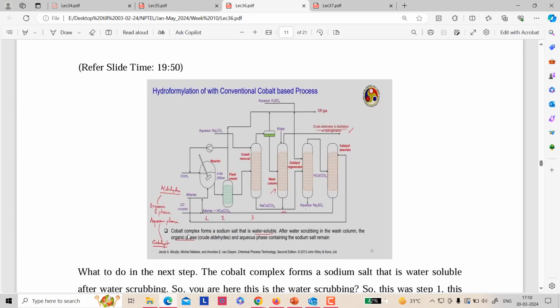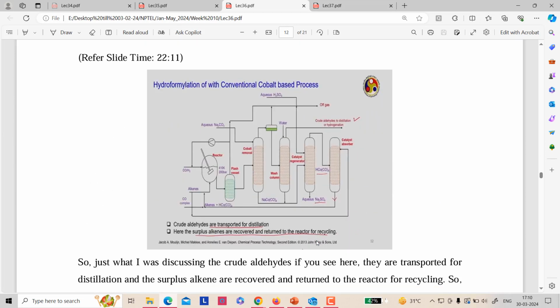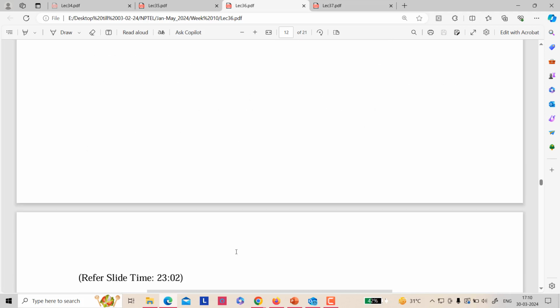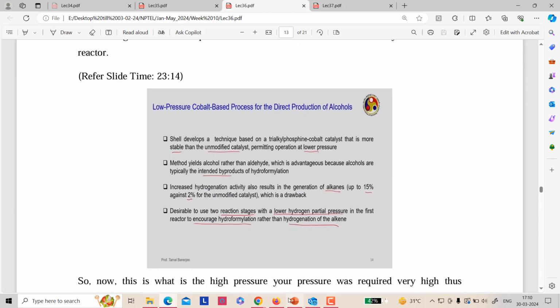Then this cobalt complex forms a sodium salt which is water soluble. After water scrubbing in the wash column, the organic phase and aqueous phase containing the sodium salts remain. And here the crude aldehydes are transported for distillation. The surplus alkenes are recovered and returned to the reactor for cycling. This is how cobalt is generated.